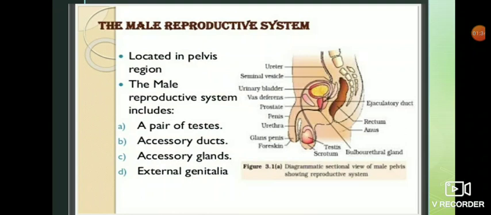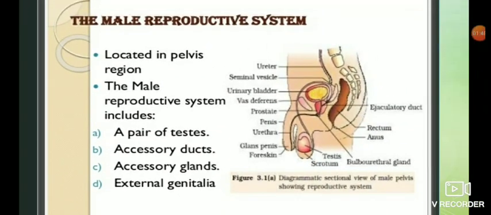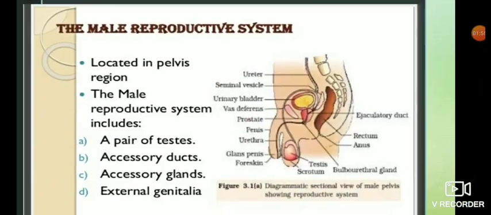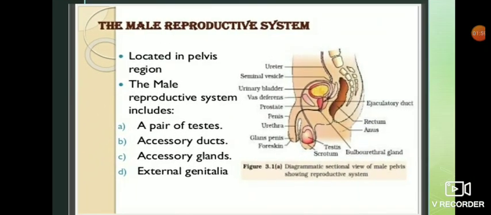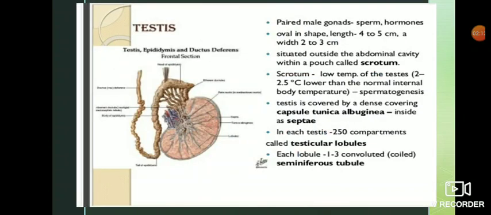The male reproductive system is located in the pelvis region. It includes a pair of testes, accessory ducts, accessory glands, and external genitalia. Accessory ducts include rete testis, vasa efferentia, epididymis, vas deferens, and external genitalia is the penis.